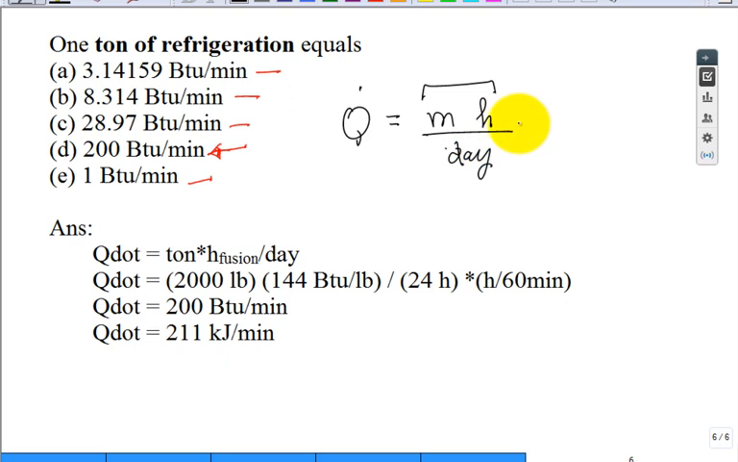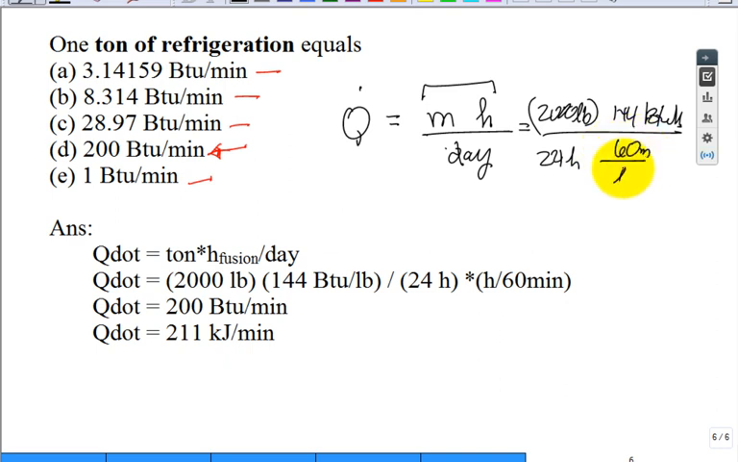And so you just put in your numbers. You say, well, it's 2,000 pounds. Wasn't that the mass of interest? 144 BTUs per pound. And then you divide by 24 hours. But you want it in BTUs per minute, so an hour is 60 minutes per hour. And it works. You'll get 200 BTUs per minute, and you can convert that to 211.